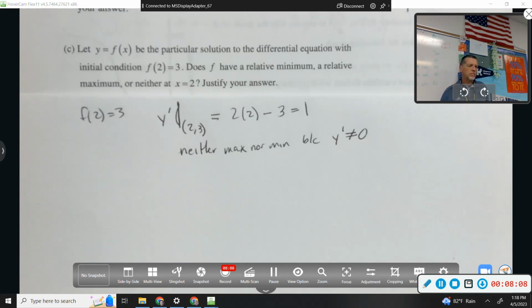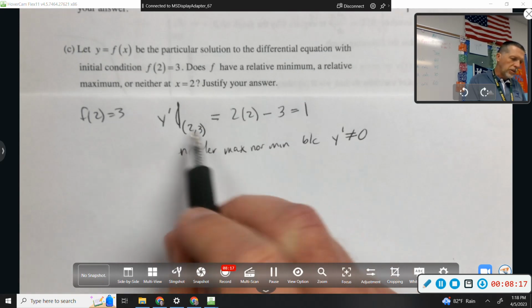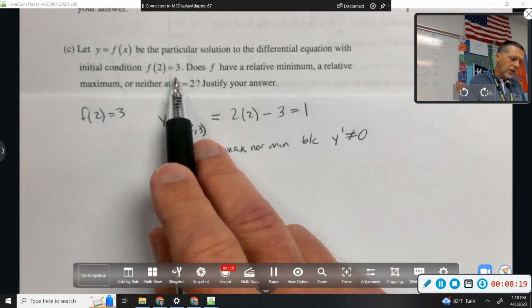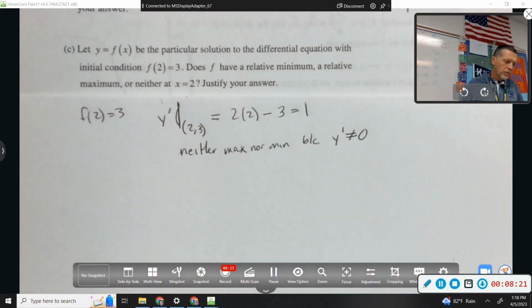So that seems strange. I was expecting to get a max or a min and then have to use the second derivative to tell whether it was a max or a min. So I'm still doubting myself here. x is 2, y is 3. 4 minus 3 is 1.